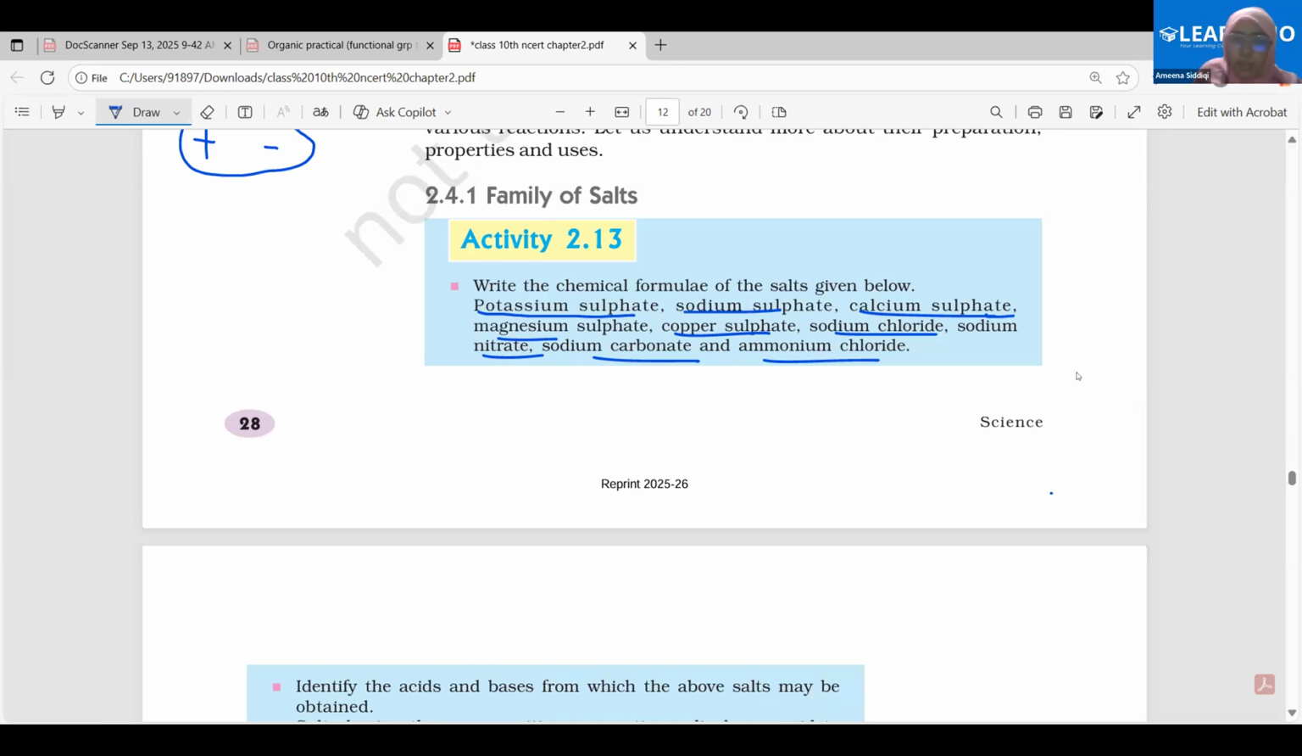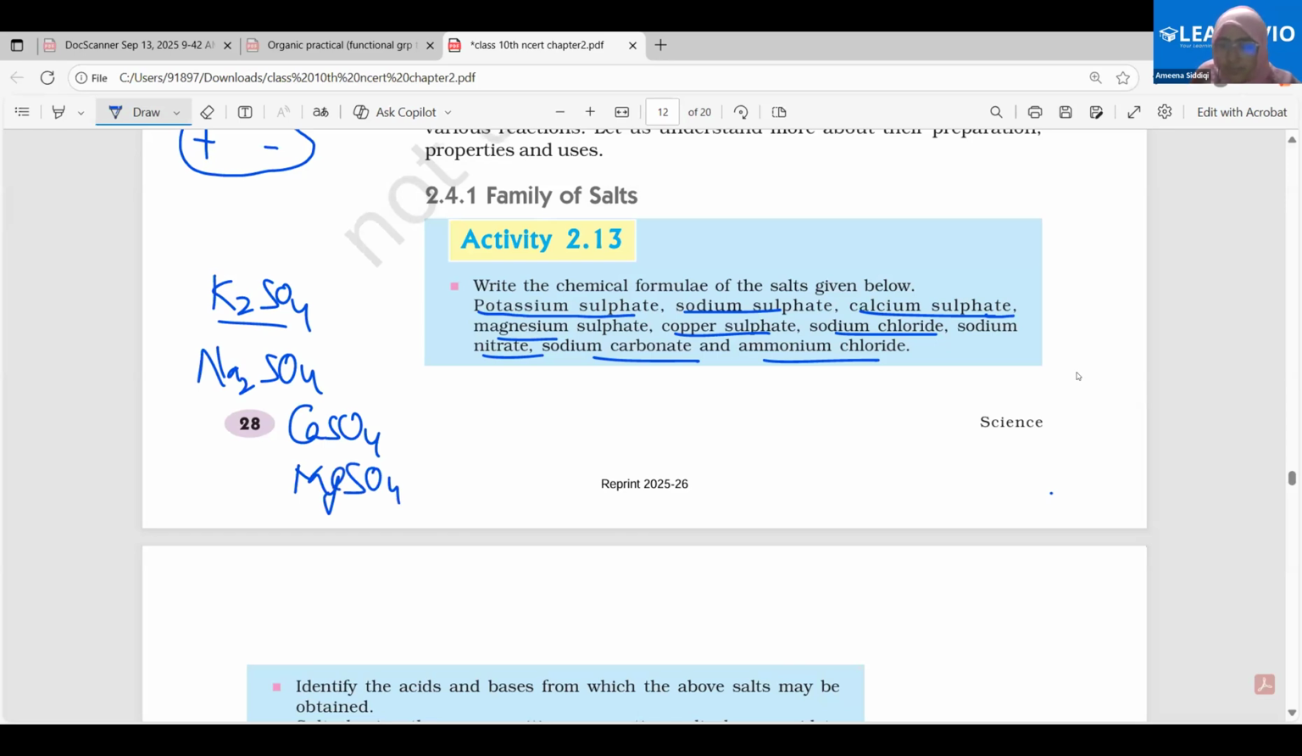Fine. So, potassium sulfate, what will be the formula? K2SO4, right? Sodium sulfate, Na2SO4. Excellent. Calcium sulfate, CaSO4. Excellent. Magnesium sulfate, MgSO4.